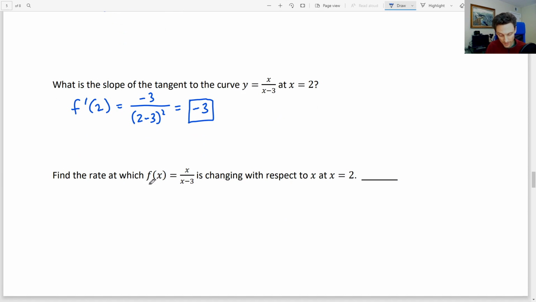Find the rate at which f of x equals x over x minus 3, same function, is changing with respect to x at x equals 2. Same x value that we just found a moment ago. Well, that's just going to be negative 3. We already did all the work for that.